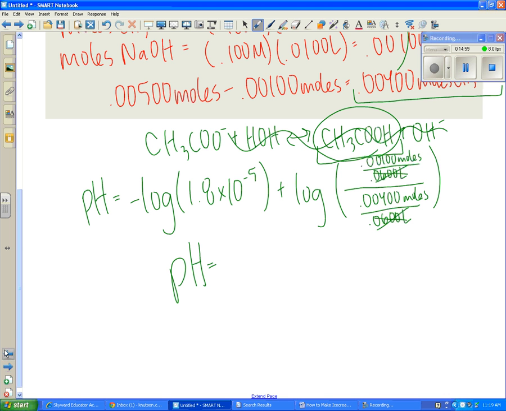So negative log of 1.8 times 10 to the minus fifth plus the log of 0.00100 divided by 0.00400. What do we get? 4.143 with significant figures.